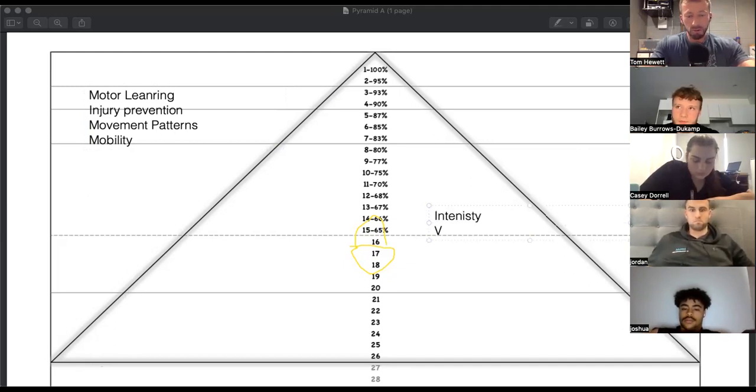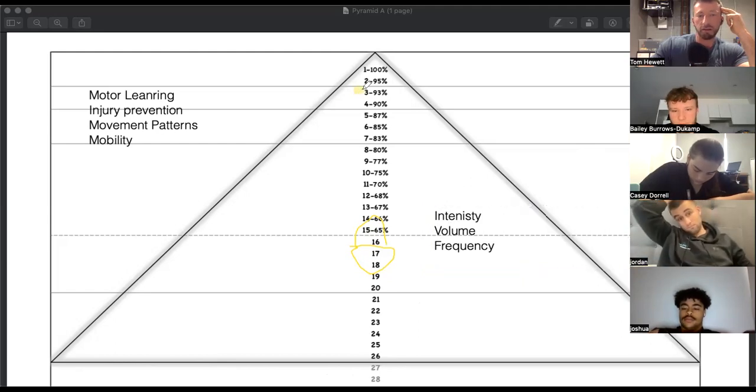Intensity, volume, frequency. Have you guys heard of these terms before? Yeah. Yep. So these are our three variables that we use in programming for strength training. So intensity refers to the weight on the bar. So high intensity would be up in the relative strength, maximal strength, functional hypertrophy. That's high intensity training up in this bracket.